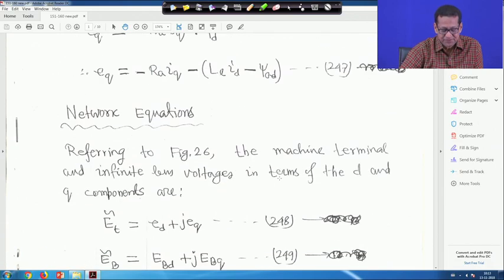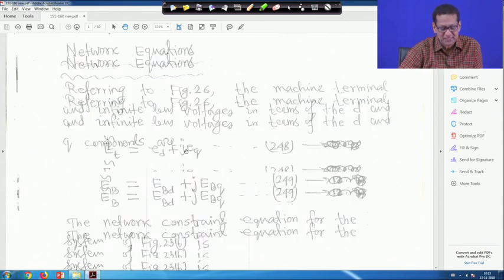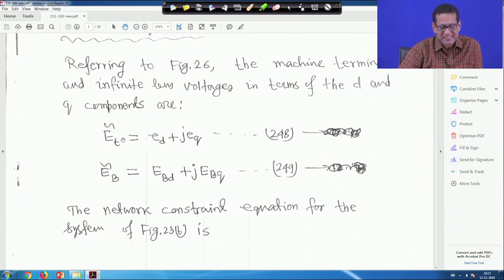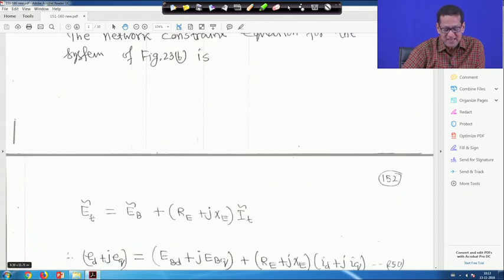Now, referring to figure 26, the machine terminal and infinite bus voltage in terms of the d and q axis components are, this we have seen in figure 26, ET tilde is ED plus JEQ, this is 248. And EB has two components, direct axis and quadrature axis, so it is EBD plus JEBQ. Please go back to figure 26 and you can easily see this. Therefore, the network constraint equation for the system of figure 23b is ET tilde is equal to EB plus RE plus JXE IT.